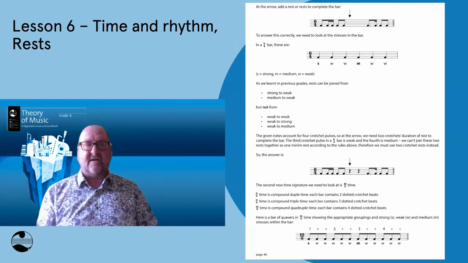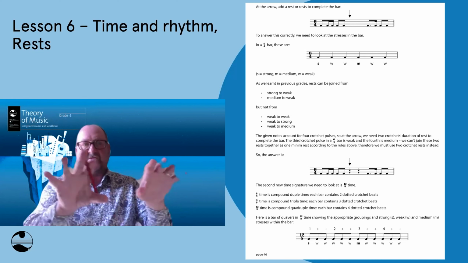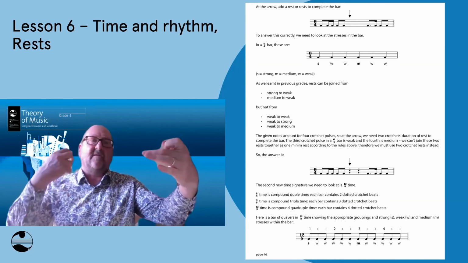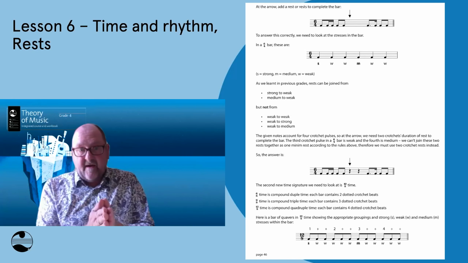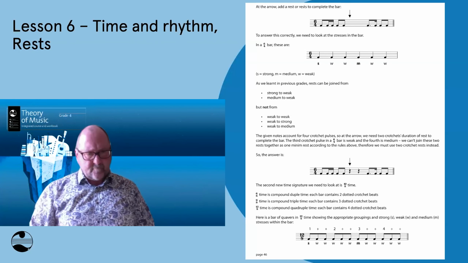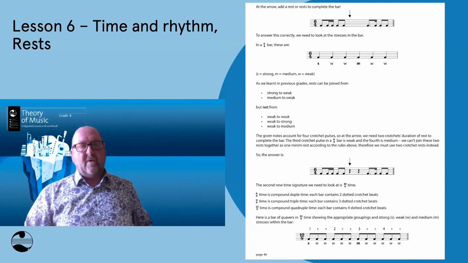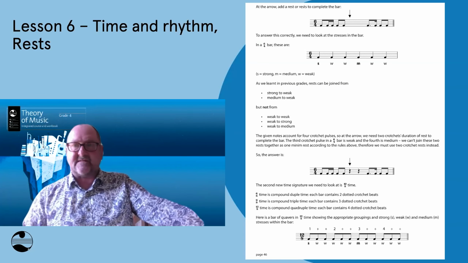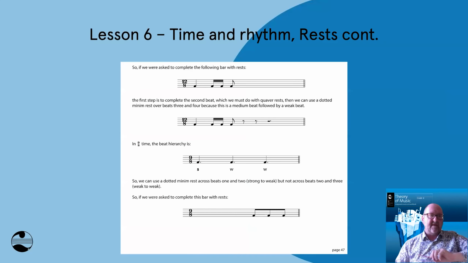So the 2 crotchet rests keeps the beat structure in the bar very clear, because in 6/4 time, you want dotted minim, dotted minim. And if we go down below to 12/8 time, you'll see strong, weak, medium, weak. So if we go on to the next screenshot, we have to complete the following bar with rests. According to the little scheme that we've worked out there, this is how we do it.